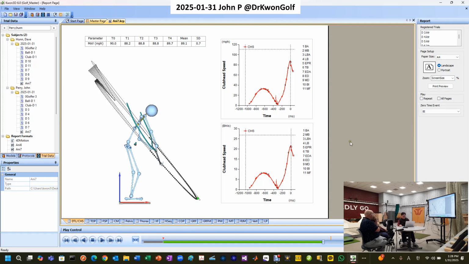So this is John's report. First, the club head speed. This is the elite men's average, including professional players, college players, and teaching professionals. So the average is about 110 miles per hour, and yours is currently about 90 miles per hour.